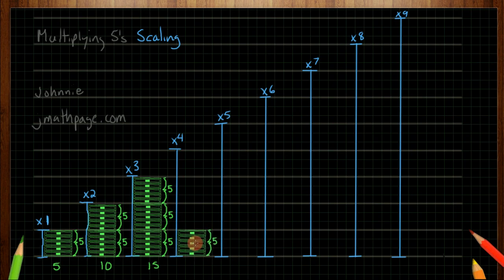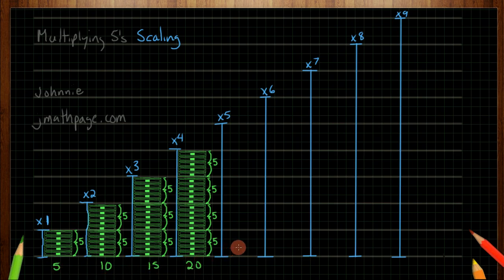Well, here we go. 1 stack of 5, 2 stacks of 5, 3 stacks of 5, 4 stacks of 5. How many boxes? 5, 10, 15, 20 boxes altogether. 4 times as many here as here.